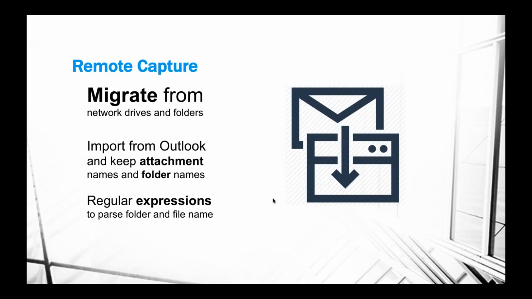We can latch on to those Outlook folder structures as well as the network drive structures and import those documents, keep the folder names or parse them out. So we do use regular expressions to parse it out. So if there's a folder or a file name that has multiple pieces of information in it, job name, date, document type, you can parse that out and map that to the fields in DocuWare.